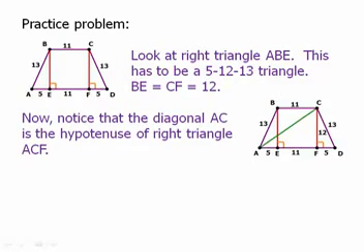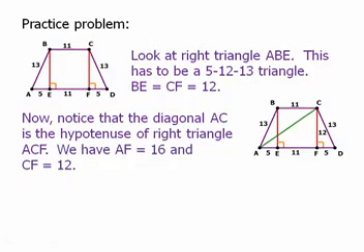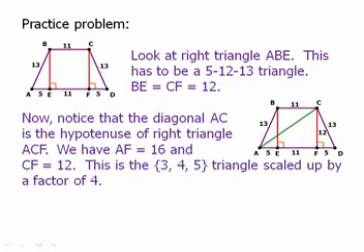That diagonal AC is the hypotenuse of right triangle ACF. And we know that AF is 5 plus 11, which is 16, and CF is 12. Well, this is the 3, 4, 5 triangle scaled up by a factor of 4. It's a 12, 16, 20 triangle. So the hypotenuse AC is 20. That's the length of the diagonal.